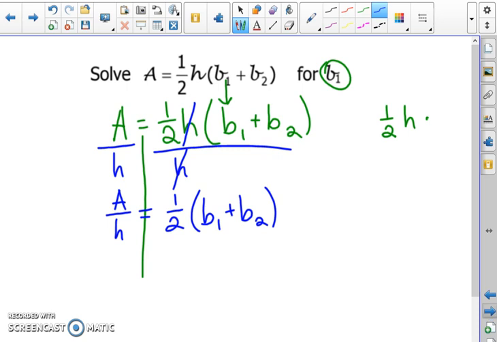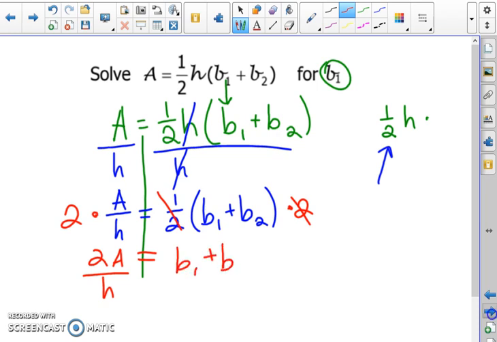All right, next thing I'm going to address is this times 1/2. Let's multiply that by the reciprocal to get rid of that. Times 2. Cancel. Now we have 2A over H is equal to B1 plus B2. And now we're out of the parentheses because there's nothing that's being multiplied by. Subtract B2, subtract B2, and we're left with 2A over H minus B2 is equal to B1.